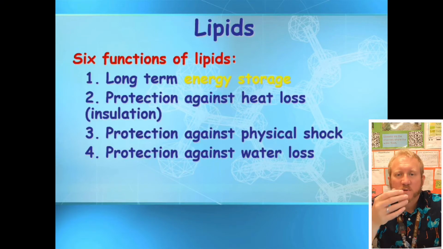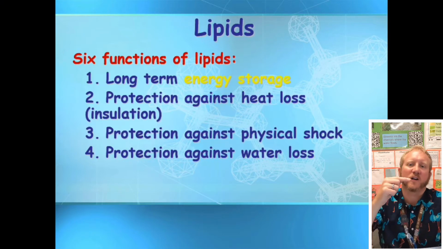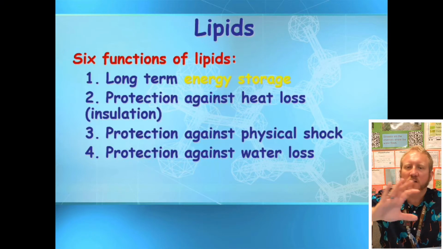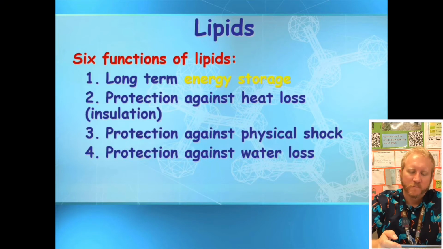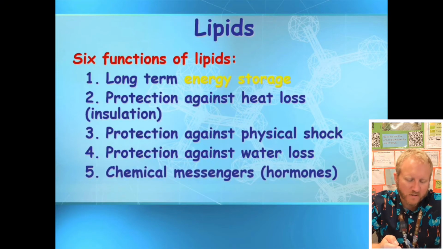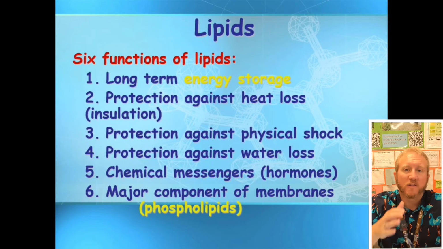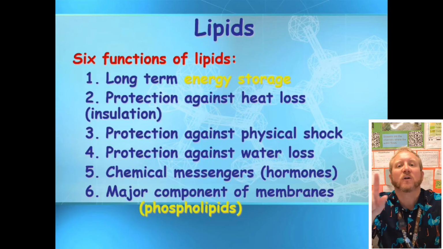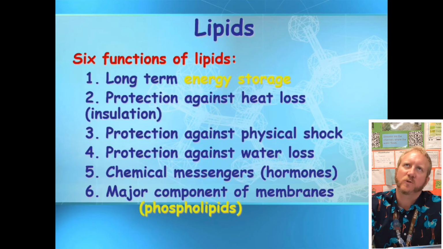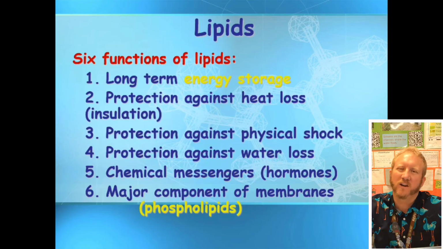Protection against water loss: because it's hydrophobic, that means the water cannot pass through it. They're not going to mix. Oil and water don't mix, right? You put vegetable oil and water together and they separate. And so you've got that barrier, so the water can't come out. Also, chemical messengers, your hormones, the steroid hormones that we had talked about. And the phospholipids are the major component of the plasma membranes, which we'll talk about in about a week or so when we talk about cells and transport.